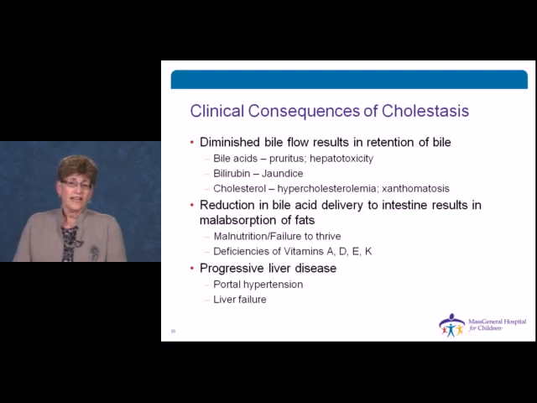The reduction of bile acid delivery to the intestine results very importantly in malabsorption of fats specifically, and so you get a child who has failure to thrive and malnutrition. You get deficiencies of the fat-soluble vitamins A, D, E, and K, and their attendant problems, and progressive liver disease ultimately, with portal hypertension and ultimately with liver failure. And a lot of that doesn't occur necessarily in the early neonatal period, but the wheels are put in motion early on.